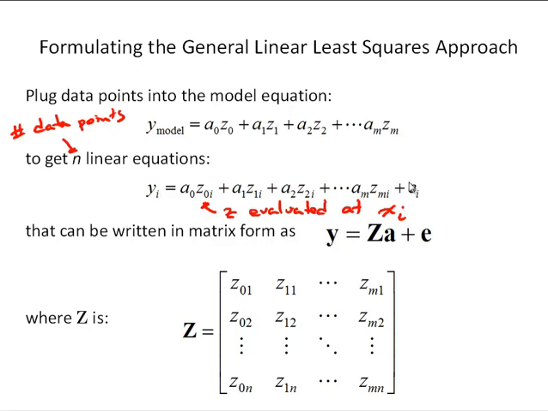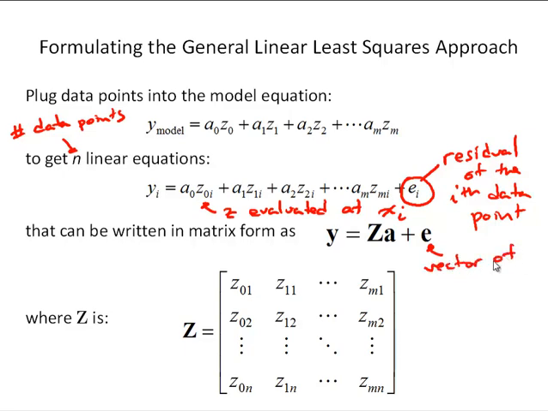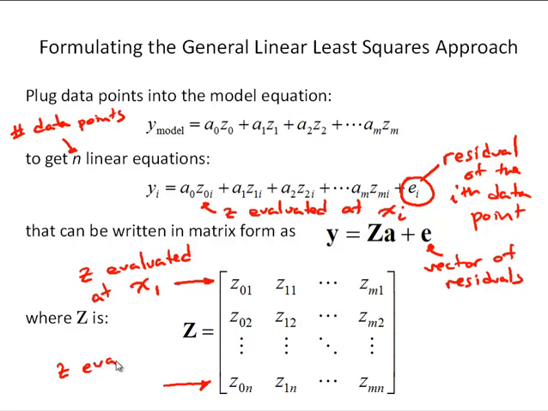Now this isn't going to be an exact fit, so we've introduced some error, and that's going to be our residual of the ith data point. So we can write this in matrix form as y is equal to za plus e, and now we have a vector of residuals. And z is going to be a matrix of basis functions evaluated at our data points. So the first row would be all of our basis functions z evaluated at our first data point x1, on down to our last row, where our basis functions z are evaluated at our last data point xn.